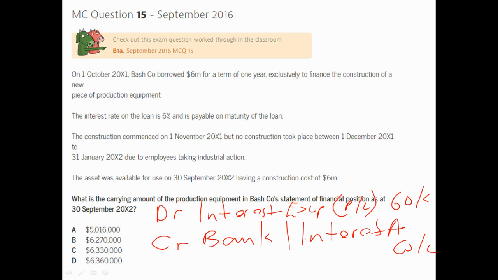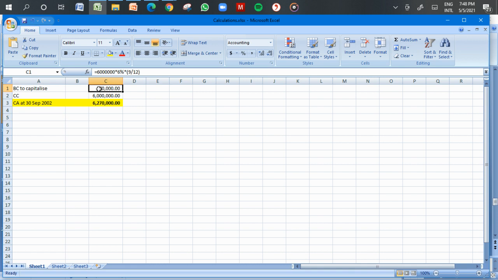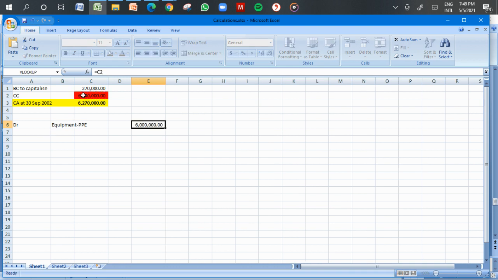So that's expensing. So the question is, when we are capitalizing borrowing costs, what sort of journals do we do? We calculated here that we are going to capitalize 270,000. So another question will be requiring you to actually do the journals. If the question requires you to do the journal, your first journal will be to journalize the cost first, the actual expenditure that was incurred in the construction of that asset. So the first thing is to debit the PPE. In this case, it was plant, so it was equipment. So we debit the equipment, which is PPE, with the six million, and then we credit bank.